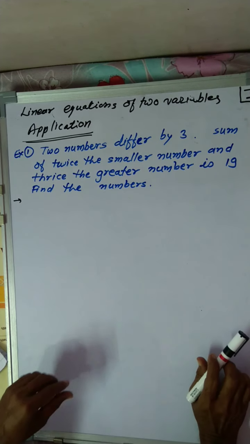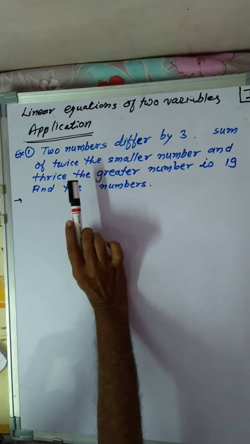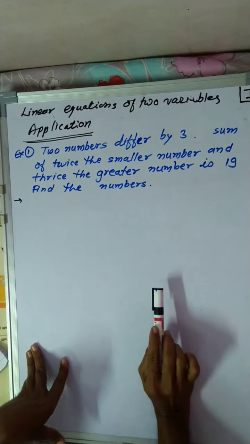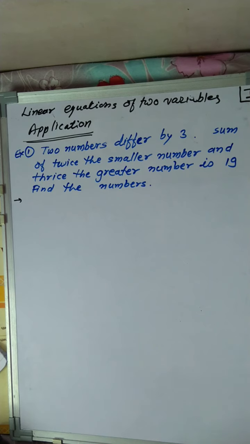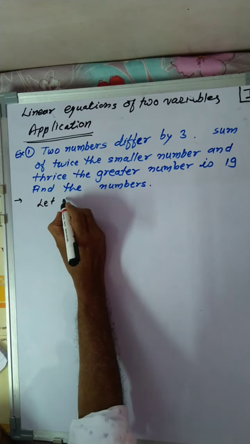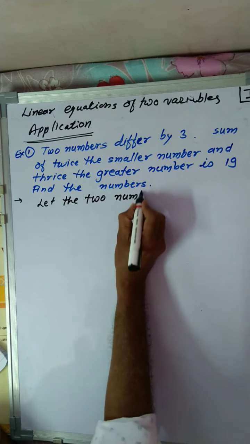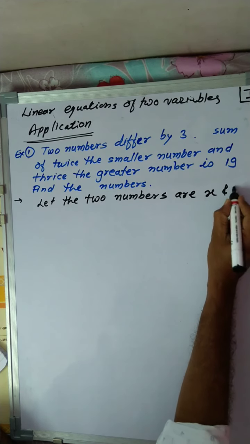The sum is: two numbers differ by 3, and the sum of twice the smaller number and thrice the greater number is 19. Find the numbers. Here two conditions are given. For this, we assume the two numbers are x and y.